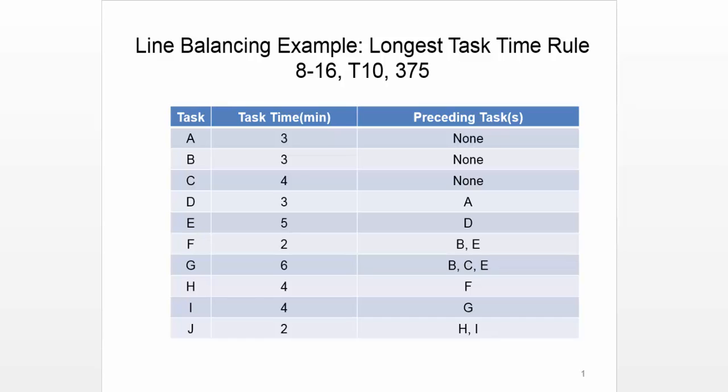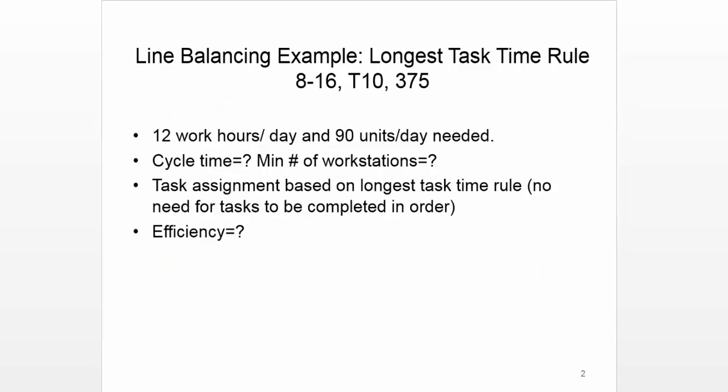Okay, let's look at another example of load balancing, and we're going to use once again the longest task time rule. In this project, we have 10 tasks, and we see the task time in minutes over here in the second column, and in the last column, we have the information on the preceding tasks. In addition, we know that the working hours per day is 12 hours, and we would like to make 90 units per day.